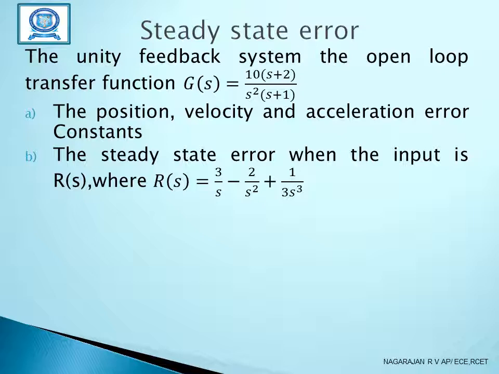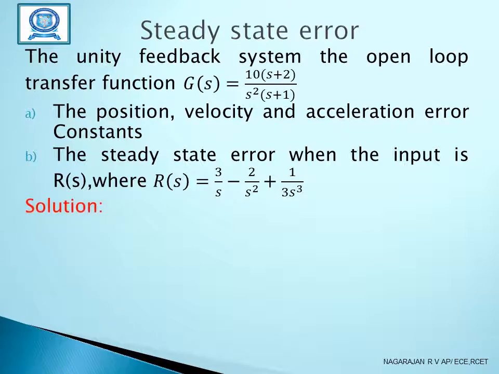They have given an open loop transfer function G(s), and we need to determine the error constants. We have already studied that there are three error constants: position error constant, velocity error constant, and acceleration error constant. And next, we need to determine the steady state error when the input is given. Okay, they have given an input.